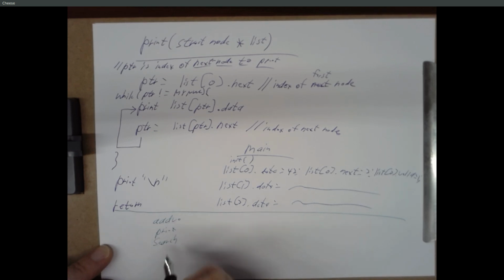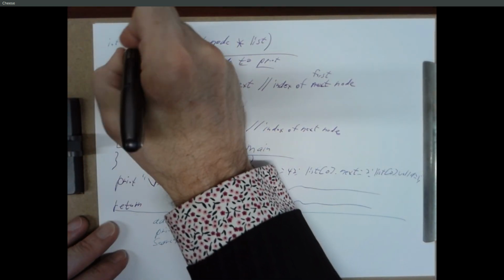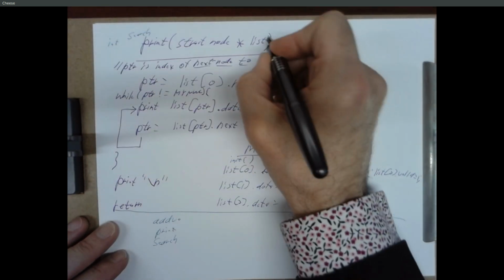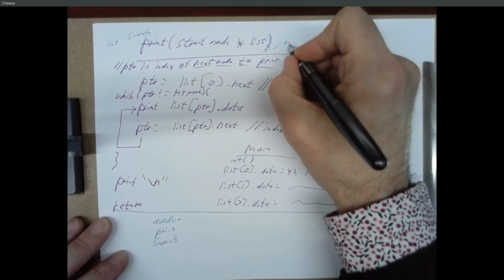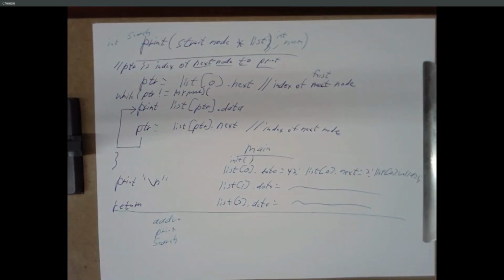Do search. Well, how do we search for something? It's just like printing. So search takes an array of struct nodes and a number, and it returns a flag, 1 if it finds it, 0 if it doesn't.